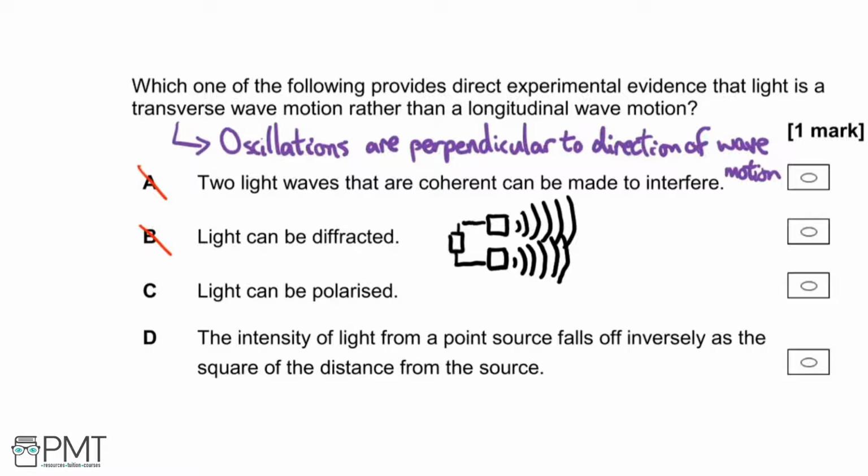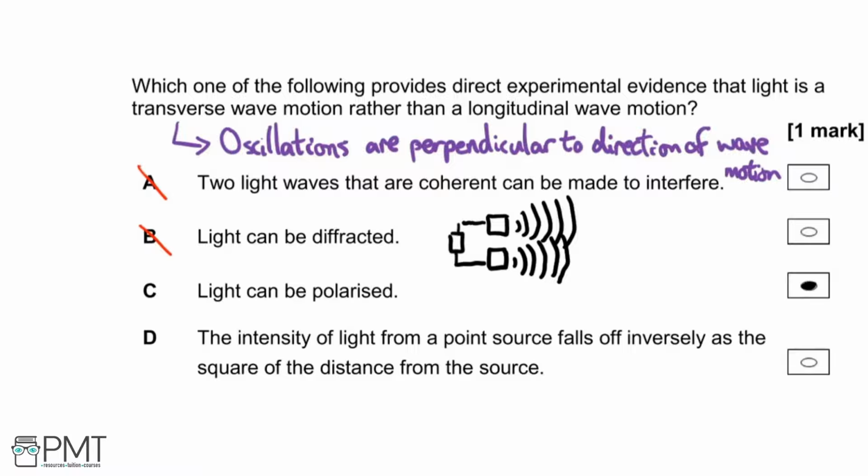So where those oscillations are perpendicular, the direction of the wave and the oscillations form a plane. But actually where longitudinal waves oscillate parallel to the direction of wave motion, they only move in one dimension. So actually, if light can be polarized, that means that it must be transverse. So C would be correct.